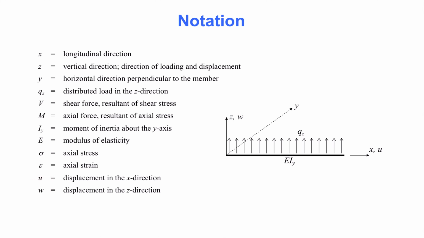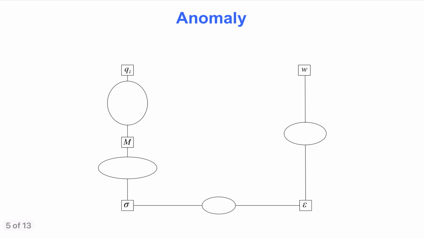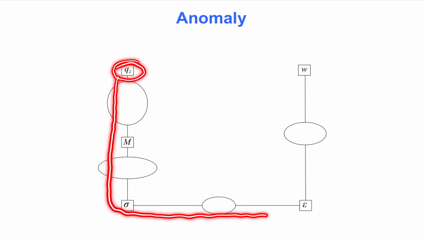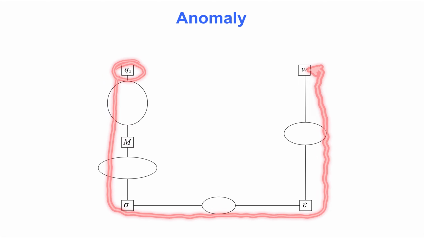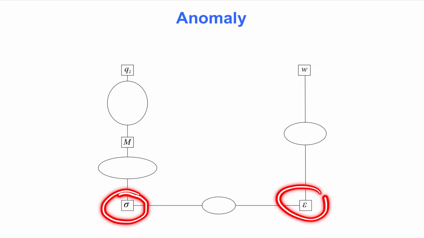The Euler-Bernoulli beam theory contains an anomaly. The problem is explained with this figure, which shows the contours of the boundary value problem for beam bending. In this video we will walk the path from applied load, QZ, to displacement, W, via bending moment, axial stress, and axial strain. The problem is that shear stress is missing. And without shear stress there is no shear force. However, it will soon become clear that shear force must be present when the value of the bending moment varies along the x-axis. This is a paradox.